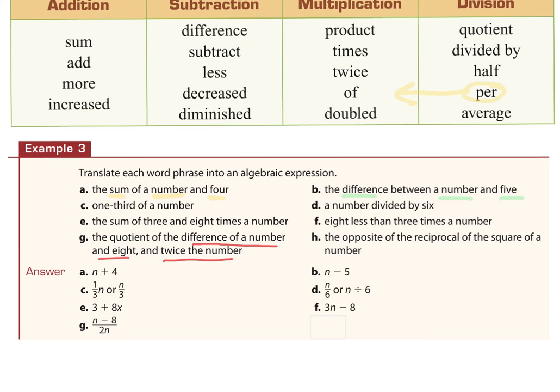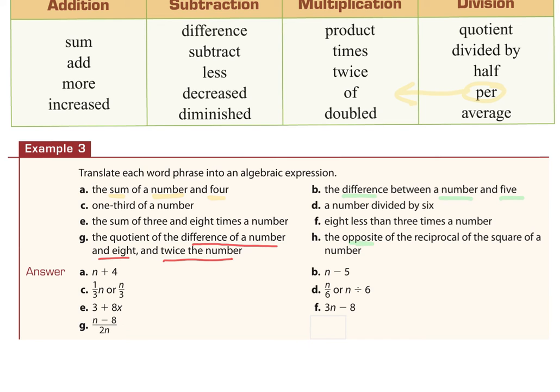All right, let's look at the last one. The opposite of the reciprocal of the square of a number. How many words can I put into one? All right, opposite's always going to be negating. So if I said the opposite of 3, you would say negative 3. So this opposite piece is going to give me a negative.